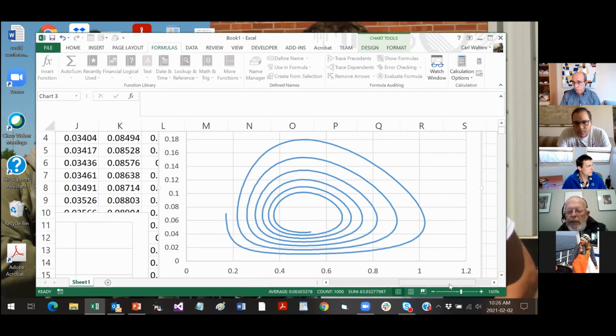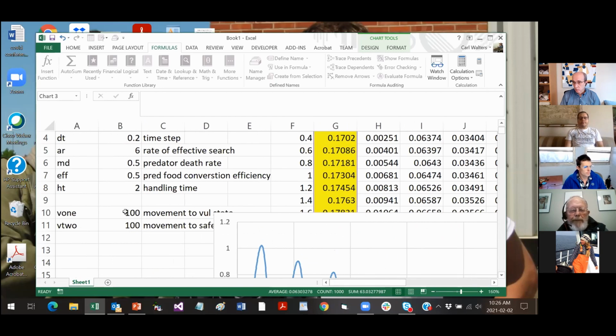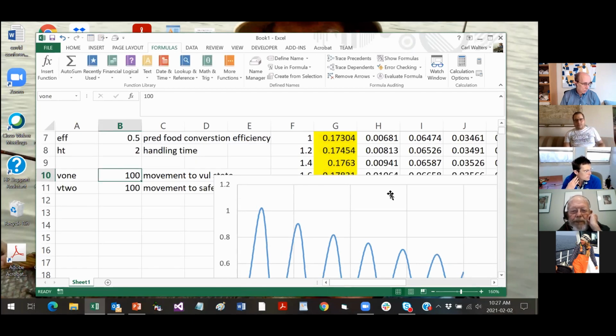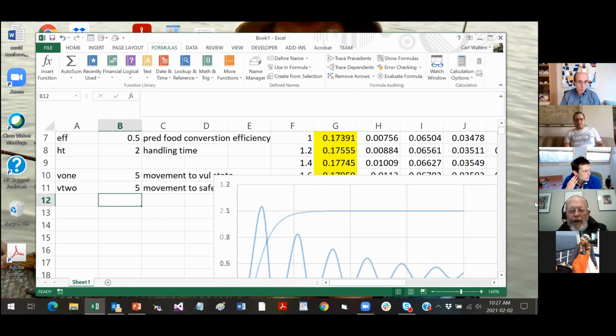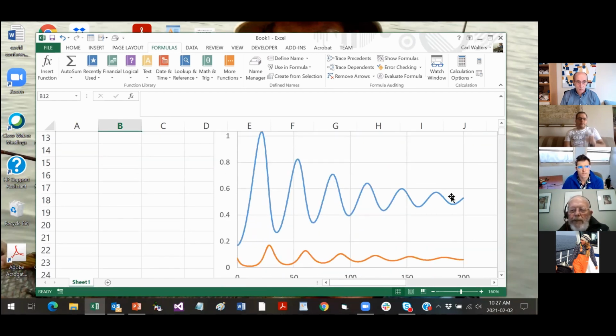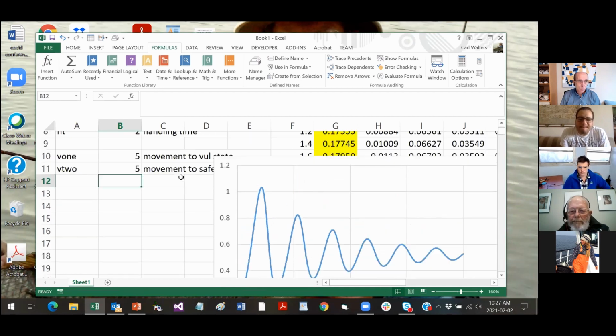So just putting in even a relatively rapid exchange rate of prey back and forth between vulnerable and invulnerable states, I've generated enough of a limitation on prey availability to stabilize that ecology. And if I reduce these movement rates to like 5 and 5, the system will dampen even more rapidly towards equilibrium. Fair enough?